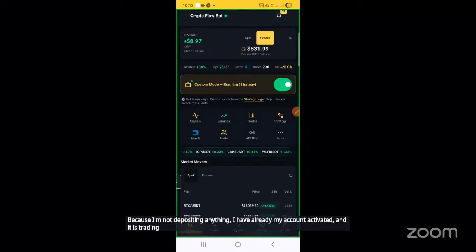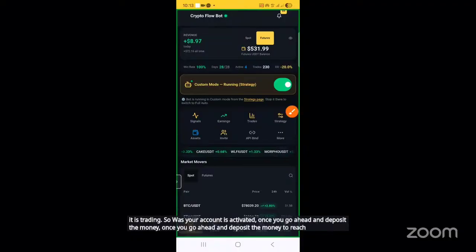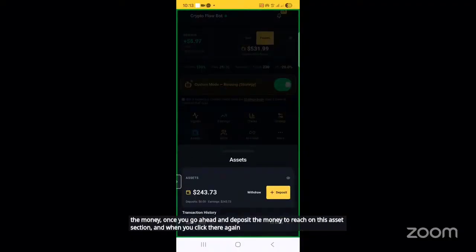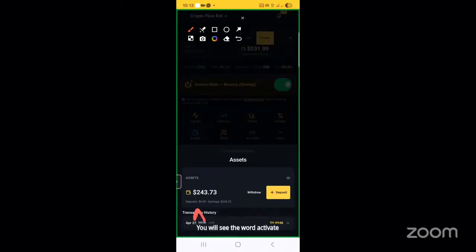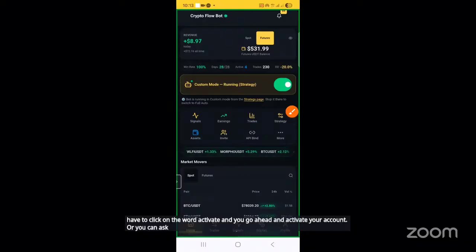So once you go ahead and deposit the money, it will reach this asset section. And when you click there again, you will see the word activate. It will be around here. You have to click on the word activate and go ahead and activate your account. Or you can ask the person who is guiding you to guide you through the steps required to activate your account. They'll give you a referral code, which you must use on the registration page.